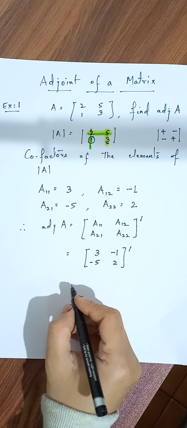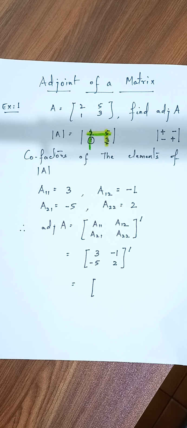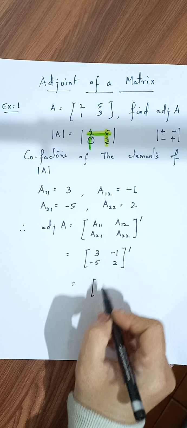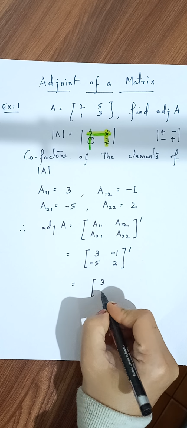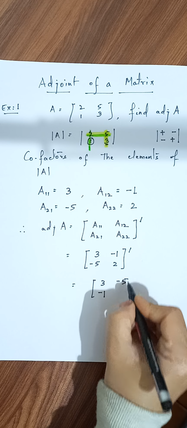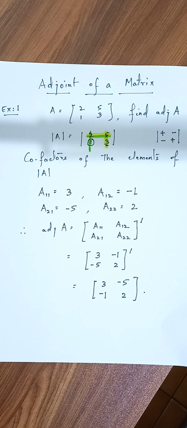You can see here that we already know that in the case of a transpose, what we need to do is convert this row into a column. So this row gets converted to a column, the second row will get converted to the second column, and that's how you come to the conclusion, that is the adjoint of A.